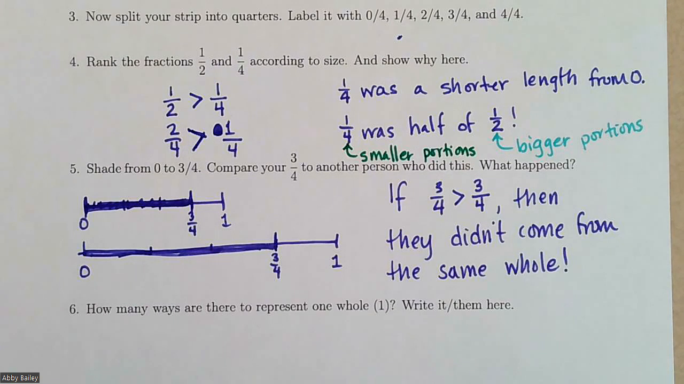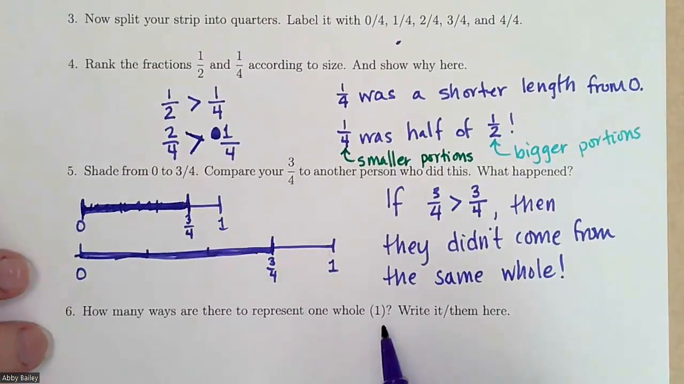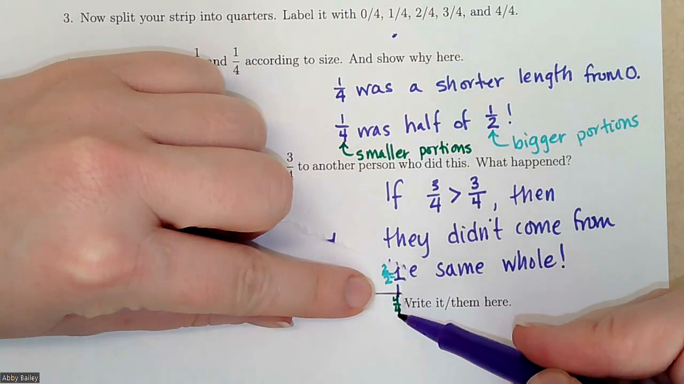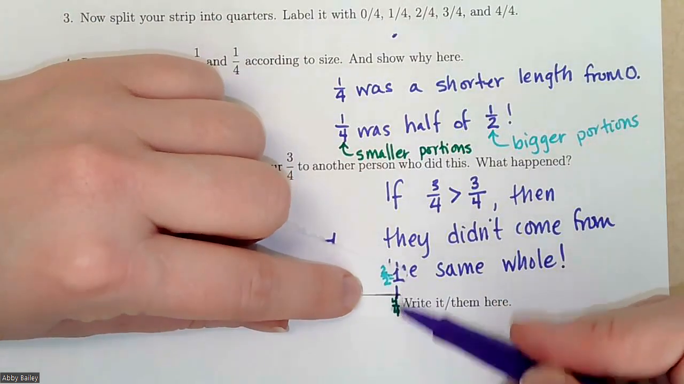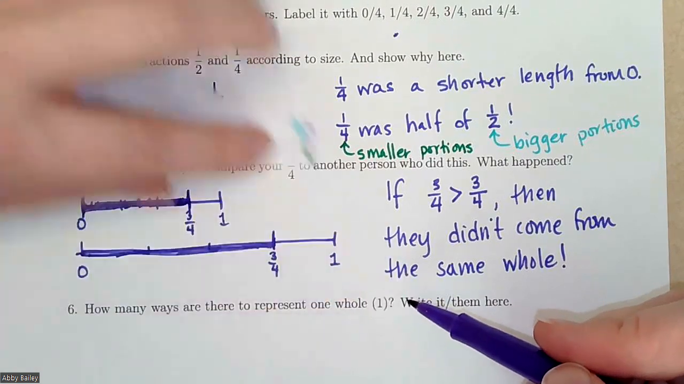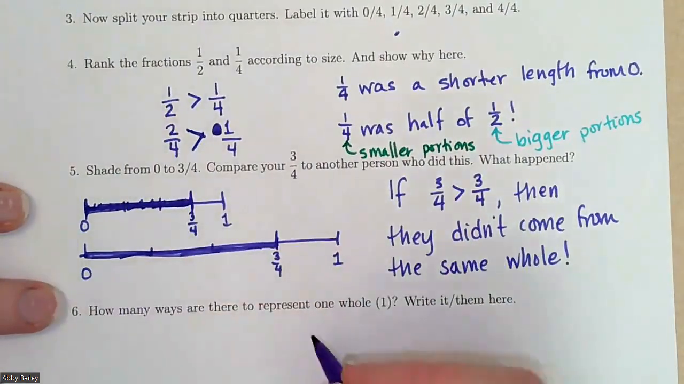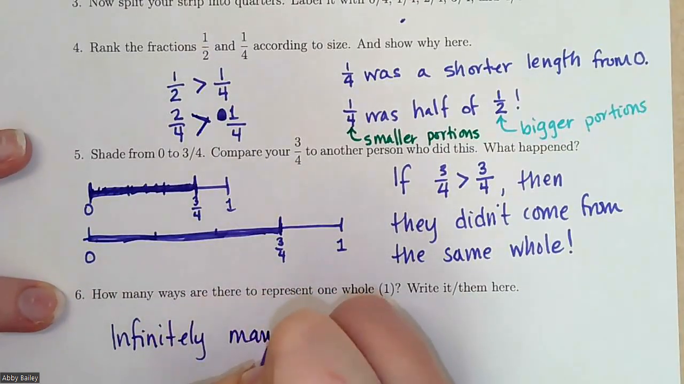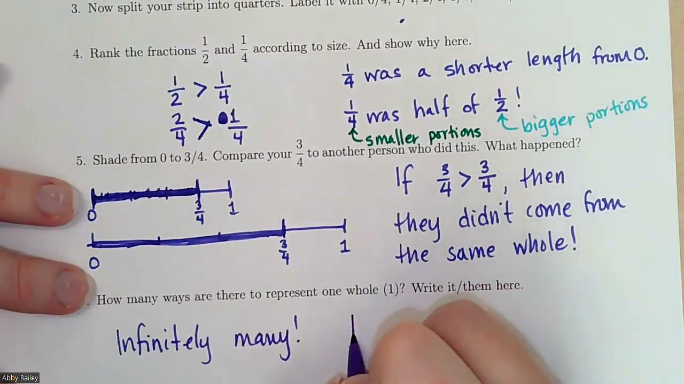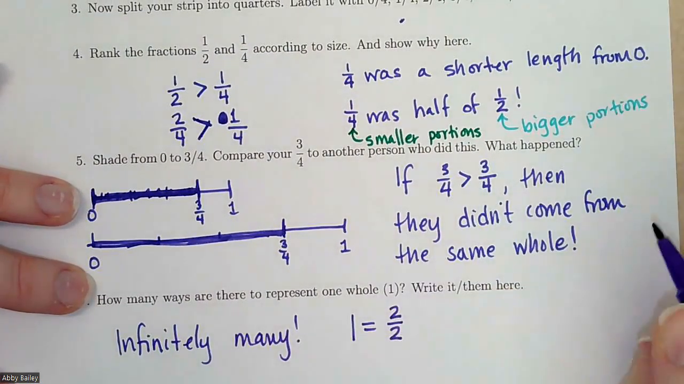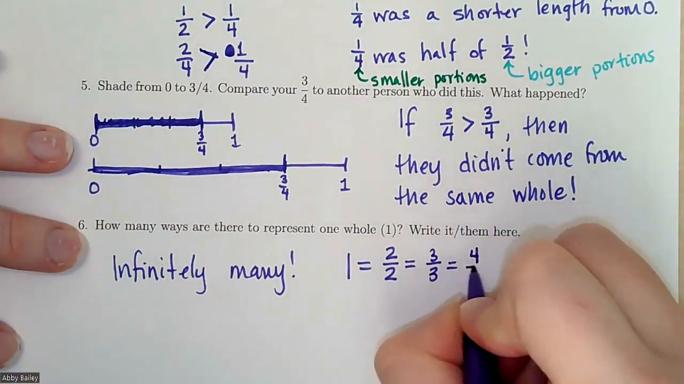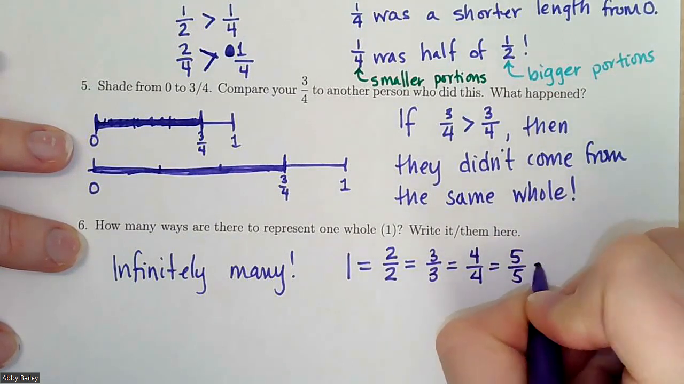How many ways are there to represent one whole? So when I think about representing one whole, we just did it in 1, 2, 3 different ways, based on how we portioned it. So it really depends on how it's being portioned, but there are infinitely many. Let's write that down. Infinitely many. So for instance, one whole could equal 2 out of 2 portions, or it might equal 3 out of 3 portions, or 4 out of 4, or 5 out of 5 portions.